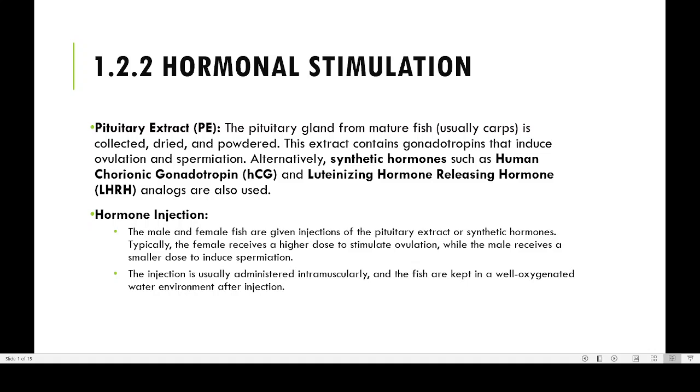Alternatively, synthetic hormones like HCG can be used. HCG is a hormone that may be produced by different mechanisms, even by biotechnology. Luteinizing hormone (LH) is also used. So sometimes we use pituitary hormone, or we can directly use HCG, or LH hormones. Now, how is hormone injection done?